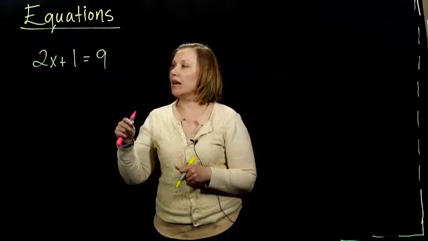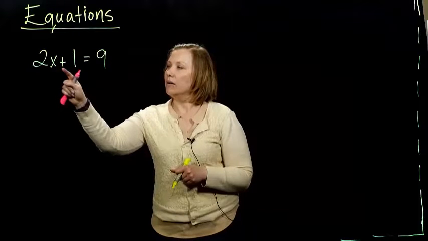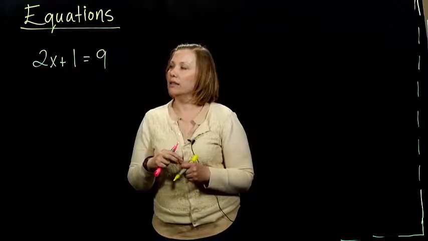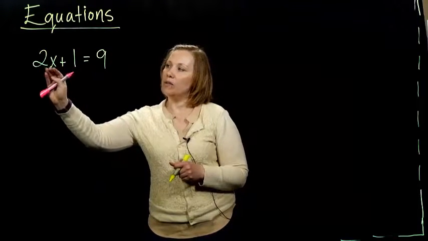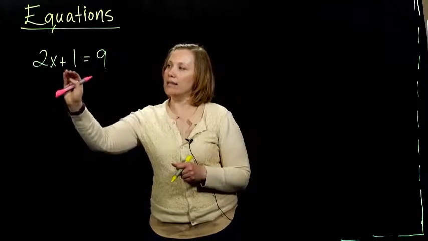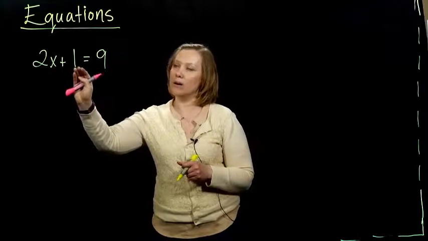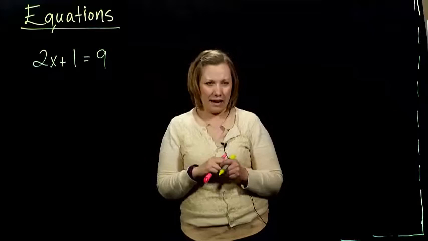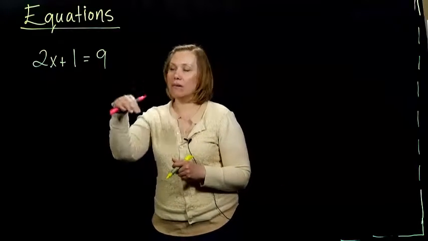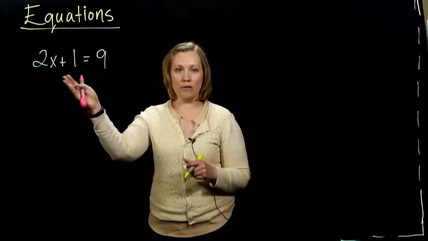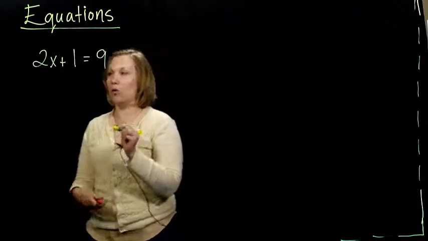So the first thing I look at, I see I've got a plus 1. If I divided by 2 on both sides, I'd have to not only divide the 2x, but I'd also have to divide the 1, and that makes kind of a mess. But I can get rid of that 1. I can subtract 1 from both sides and make it go away.